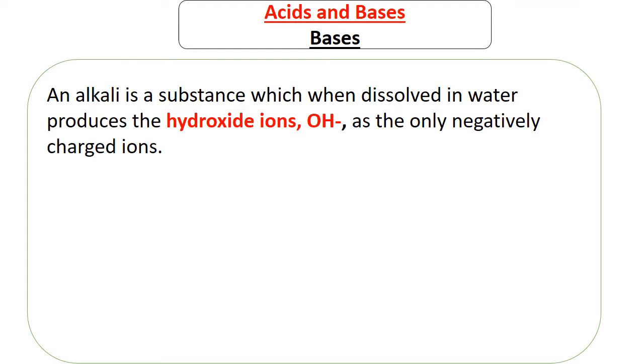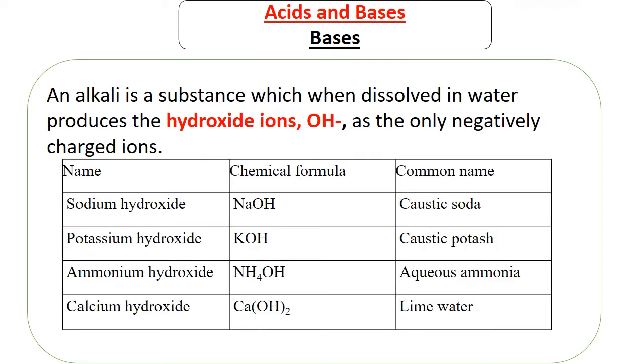We can now define an alkali in a different way, just like the way we defined an acid as a substance which, when dissolved in water, produces the hydrogen ion as the only positively charged ion. An alkali can be defined as a substance which, when dissolved in water, produces hydroxide ions, OH minus, as the only negatively charged ion. So if you have a substance, you dissolve it in water, and it gives you hydroxide ions as the only negatively charged ions, then that substance is an alkali.